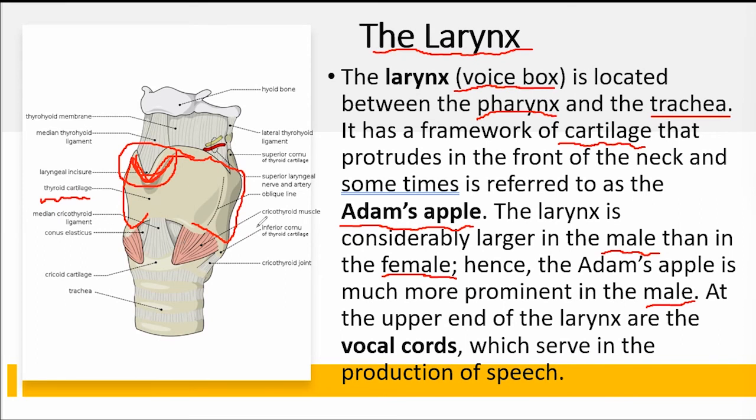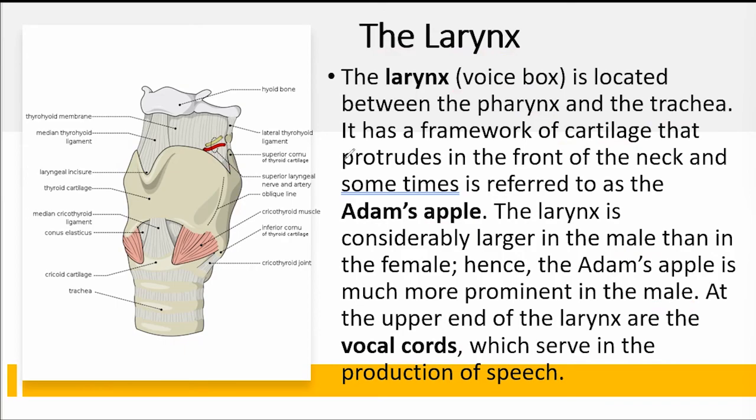The Adam's apple is from a kind of story that Adam ate an apple and didn't swallow it down, and then it made a big tuber there, but that's not true. It's not an apple. It's cartilage. And inside we have the vocal cords. They make the voice. So that's the larynx part.